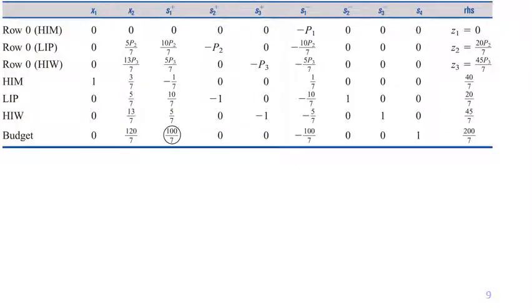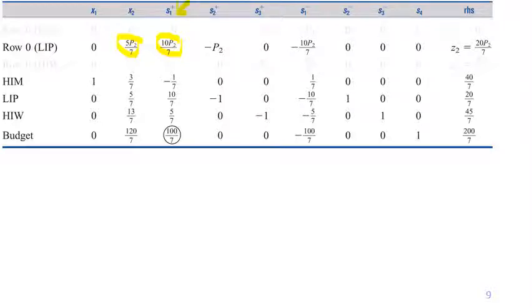We have satisfied the goal for HIM, so we are going to look at the second highest priority goal, which is LIP. So we are just looking at LIP, and then again, because this is the minimization case, we still have a positive coefficient here, which means that this goal is not satisfied yet. We pick the most positive one to become the entering variable.